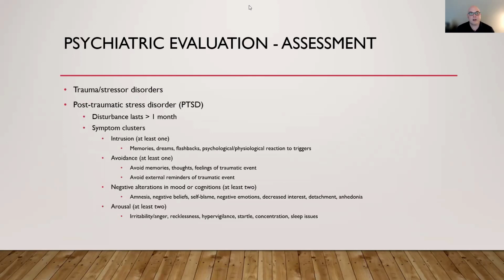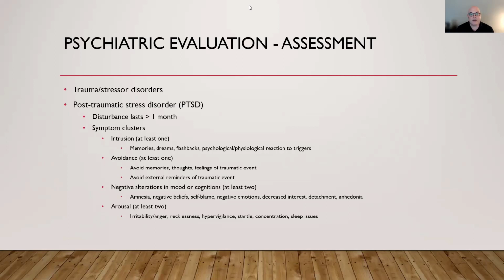And of course, the prototypical trauma stressor disorder is PTSD, post-traumatic stress disorder. This is a disturbance in relation to a trauma that lasts longer than 1 month. And they have to have symptoms from 4 symptom clusters. So you have the intrusion cluster, and these are things like memories, dreams, flashbacks, or psychological or physiological reaction to triggers. So a reminder of the trauma comes up and they either feel that intense fear or they feel the heart beating, the clammy skin, etc.